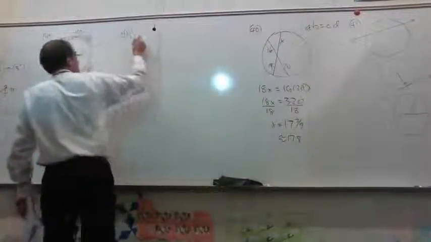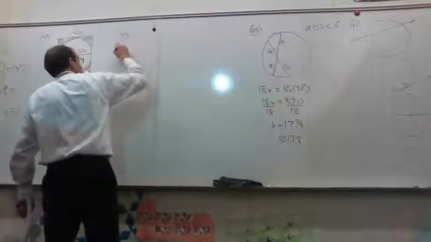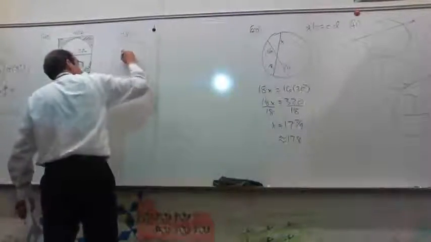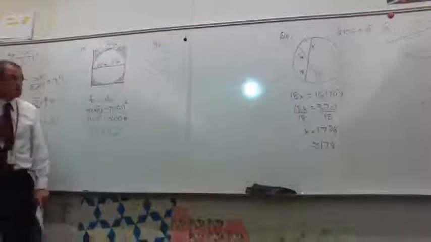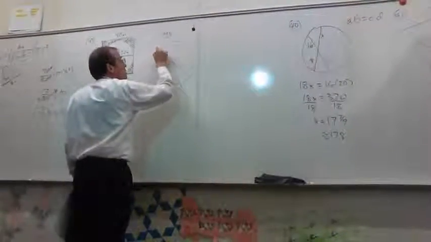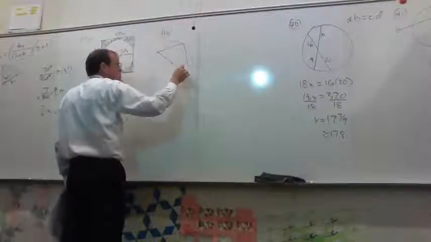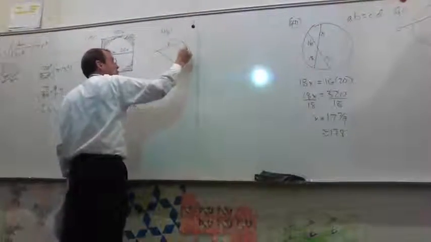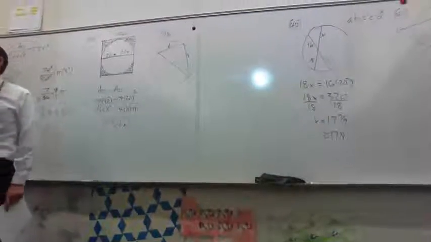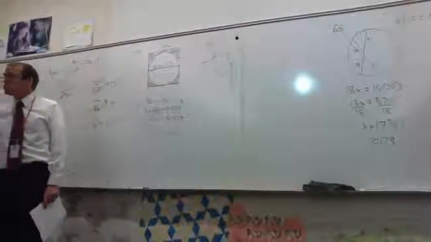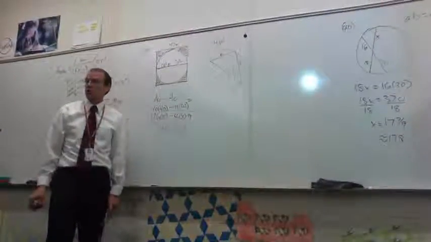Okay, there's something that I didn't tell you that you have to figure out on this. What did I just draw? A diameter. It's a triangle inscribed within a circle, and the hypotenuse, that's your giveaway right there, is the diameter.